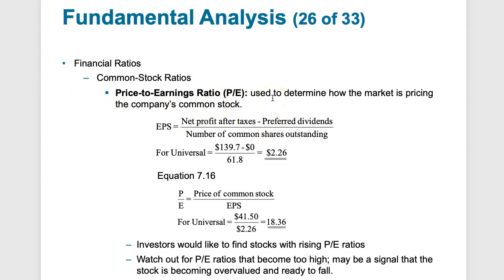Remember, many companies don't have preferred dividends. So if you're given a problem and there's no preferred dividends, don't freak out. It's just zero. Divided by the common shares outstanding. So for Universal, we might say it has 139 in net profits and 61 in common shares outstanding. Maybe these are in the millions, and gives us earnings per share of 2.26. And if we look at here, the price of the stock divided by the earnings gives us the PE multiple.